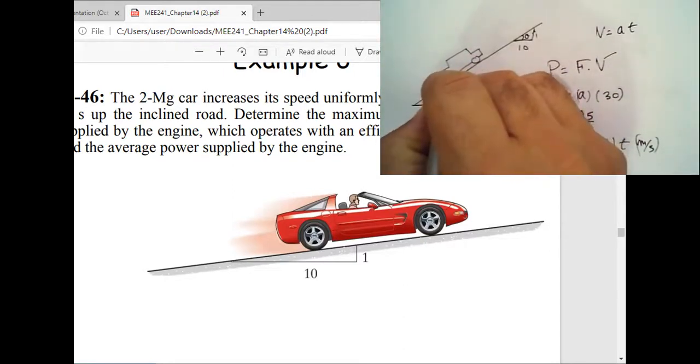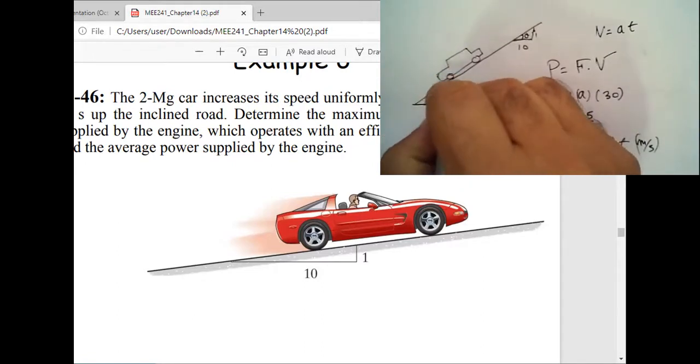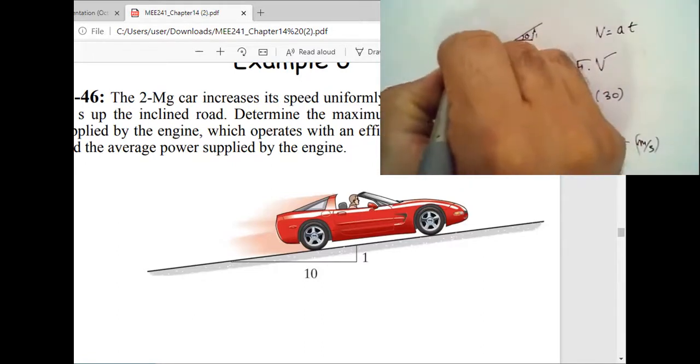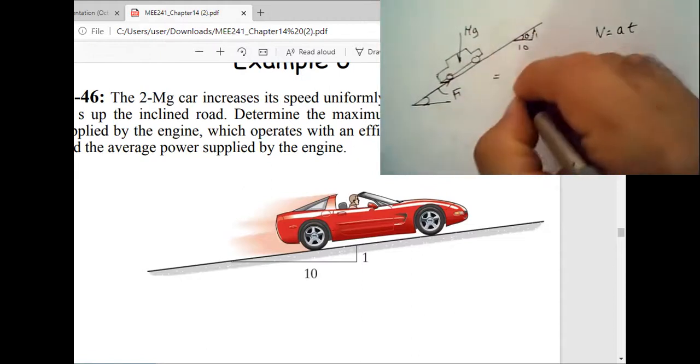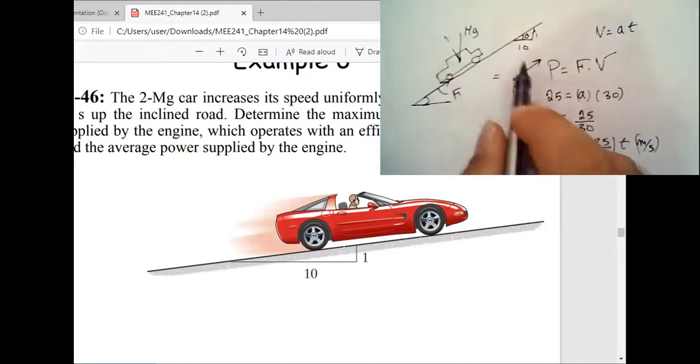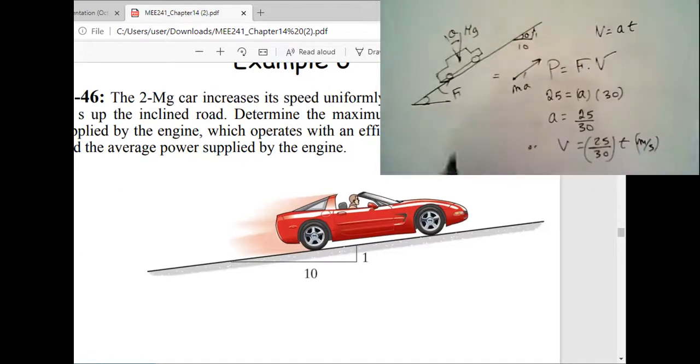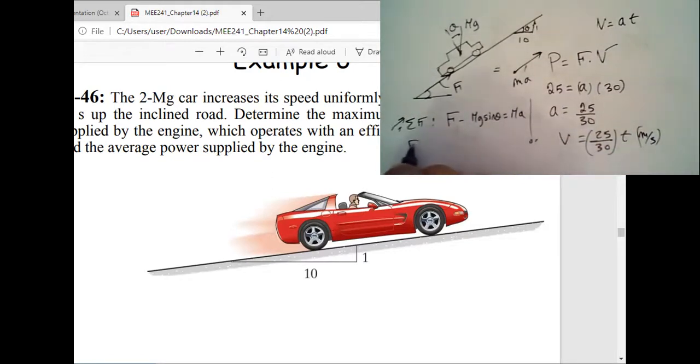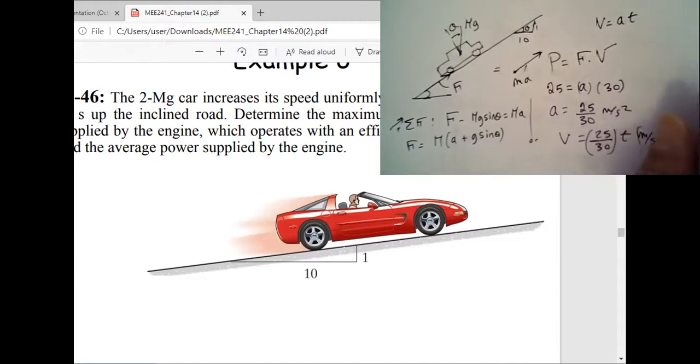Well, somehow we are pushing the car with a force F, and it has a weight mg. And on the acceleration diagram, it has an ma, right? So if this angle is theta, I believe this angle is theta. So if you sum the forces along the motion, what would be the force F? F minus mg sine theta is equal to ma, right? So F is equal to m times (a plus g sine theta), and here a is in meters per second squared.